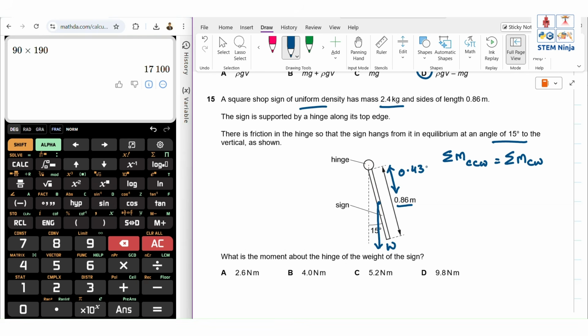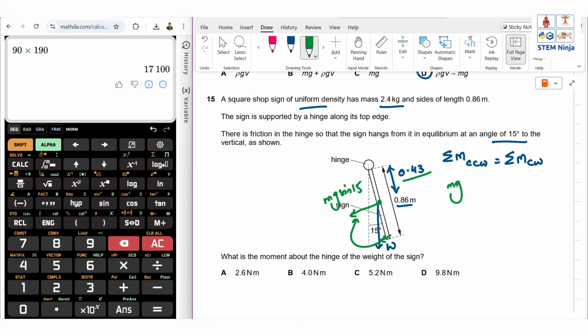So we also need to know the perpendicular distance. Perpendicular distance is going to be this one, but the line of action of force has to be perpendicular also. So we need to resolve this force over here. The angle is already given to us, so this is the same force over here. So this is going to be mg sine 15.